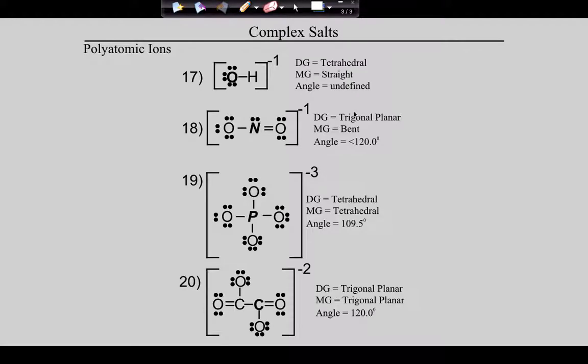And so this is actually a page right out of a homework assignment from a previous unit. You'll notice that all of these molecules, all covalently bonded, have a charge. This is the molecule OH with a charge of -1. This is NO2 with a charge of -1. This is PO4 with a charge of -3. And then this is C2O4 with a charge of -2. So these are all polyatomic ions, molecules with a charge.